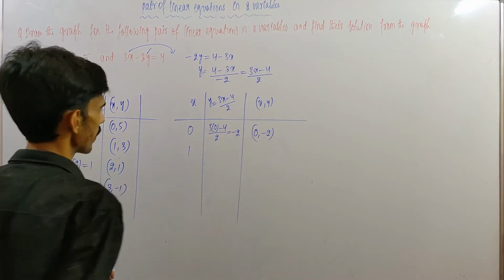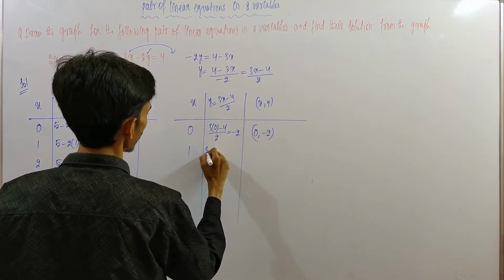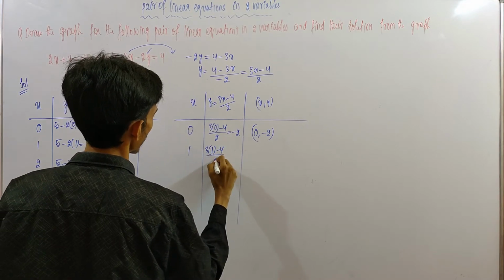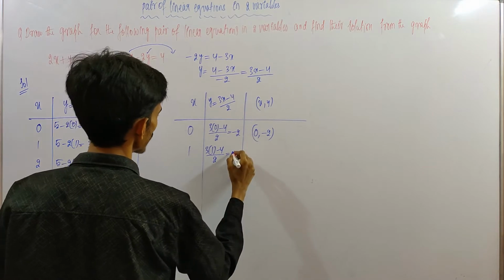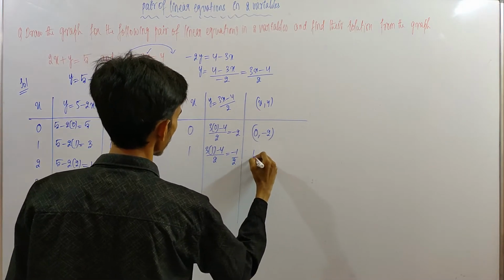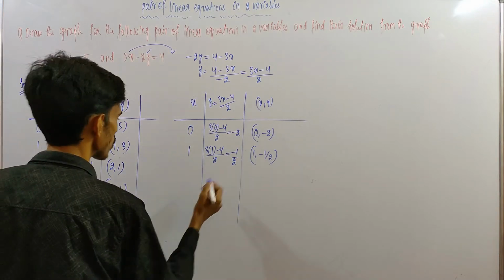Next, take the value of x as 1. So 3 into 1 minus 4 divided by 2. We have 3 minus 4, which is minus 1 by 2. So we have 1 comma minus 1 by 2. There are fractional values there, so leave it.